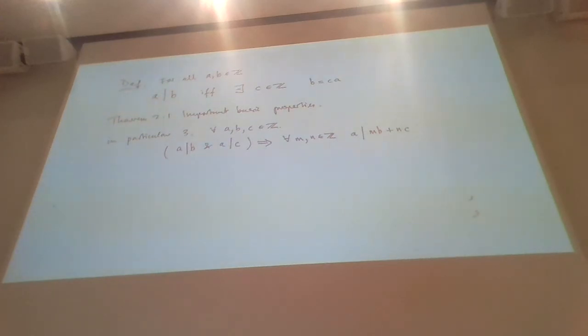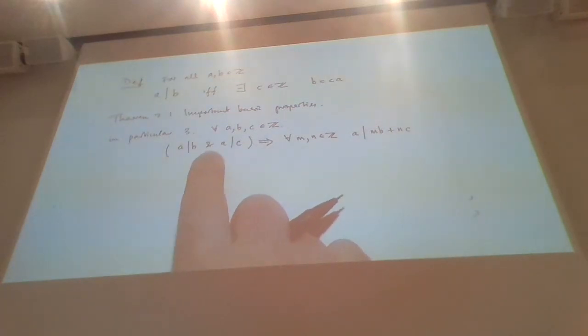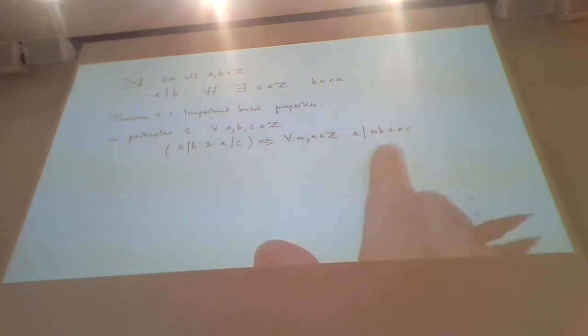And that property 3 is telling us that whenever you have A dividing the two integers B and C, A will automatically divide any linear combination of the two numbers. So A divides B and, that's the ampersand, A divides C. That's going to imply that for all integers M and N, A will divide MB plus NC.